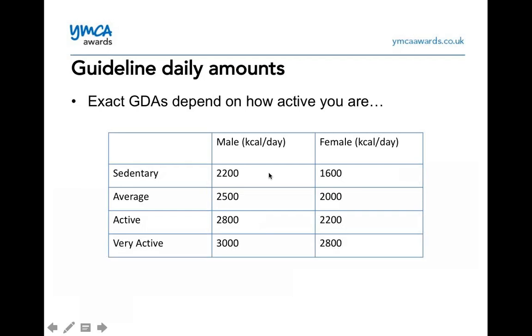To give you an idea, the guideline daily amount: for males that are sedentary, they reckon 2,200. Someone that's very active, 3,000. So females, 1,600 for sedentary, and 2,800 if you're very active.